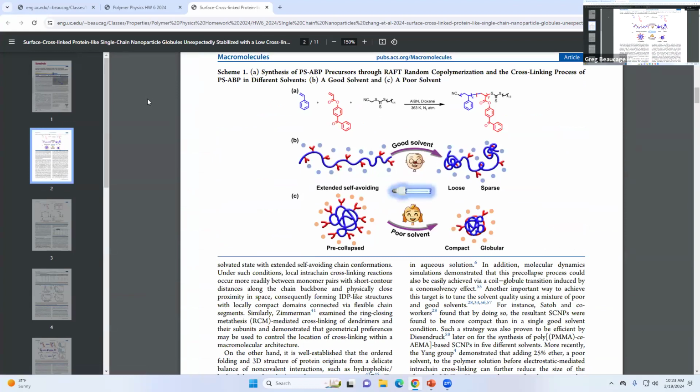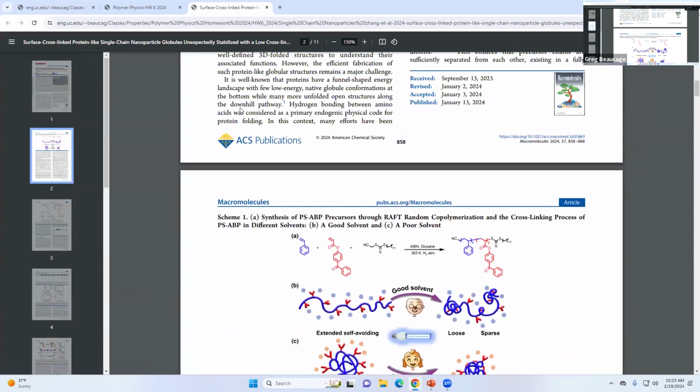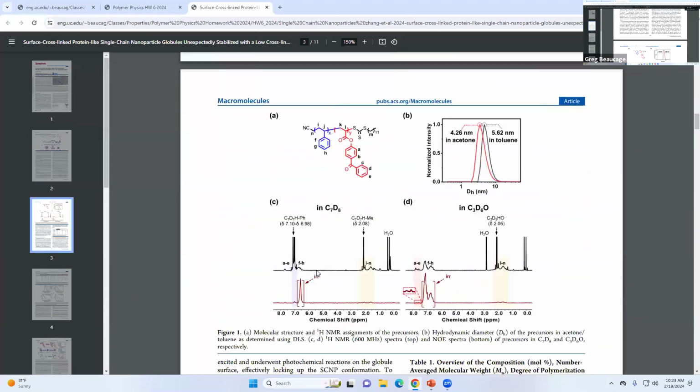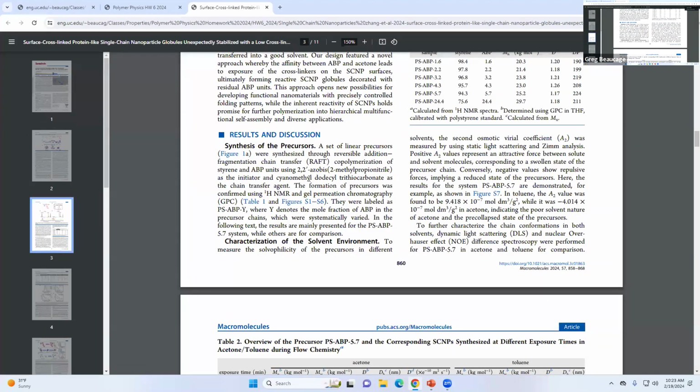Any other questions on that? Somewhere in here he says he measures the virial coefficient, right? Like A2. Let's see, did I do find here?